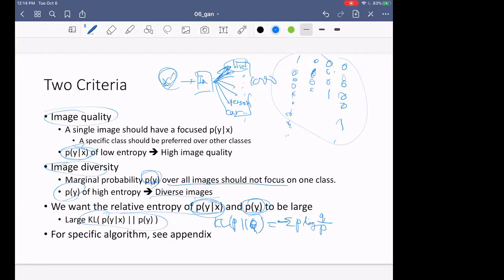If you take this side, this is an entropy of P, and this is like another, I guess, conditional entropy or some other type of entropy. So it's a relative entropy, basically. When you want to maximize, you want the relative entropy of p(y|x) and p(y), or KL divergence between the two, to be large. So the larger the score, the better. The specific algorithm, I put it in the appendix after the last slide.